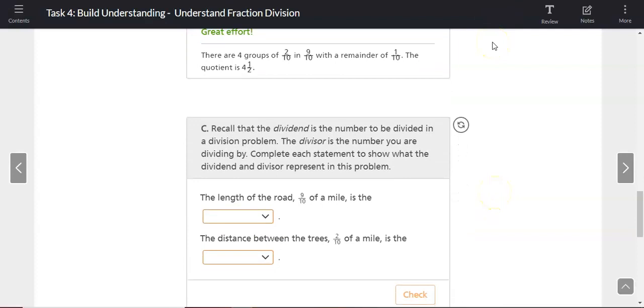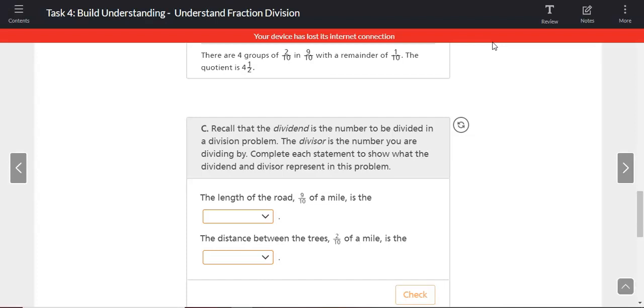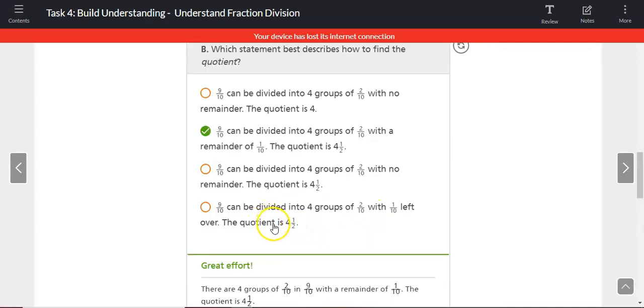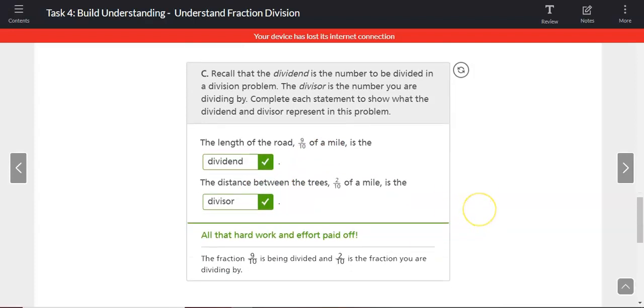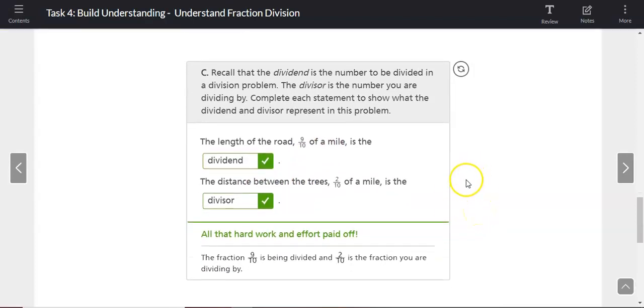Recall that the dividend is the number to be divided in a division problem. The divisor is the number you are dividing by. Complete each statement to show what the dividend and divisor represent in the problem. So the length of the road, 9/10 of a mile, is the dividend, and this one is the divisor because 9/10 is being divided and 2/10 is the one you're dividing by.